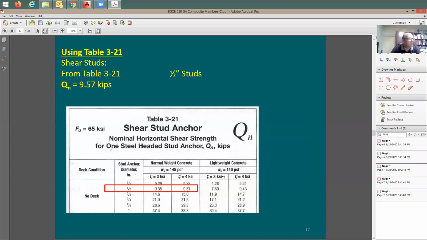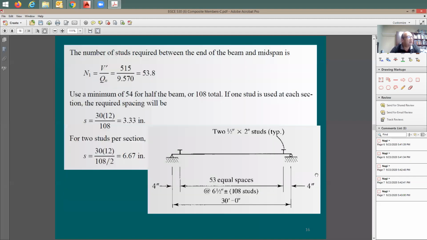Just to jump quickly to this part of the table, now it says 1/2 inch, it's going to be 9.57 for F prime C of 4 KSI. Okay. So let's figure out now the number of Nelson studs needed. For this beam here, if you take the 515, which is the compression in the concrete, and also the tension in the steel that you try to transfer from the steel to the concrete or the other way around.